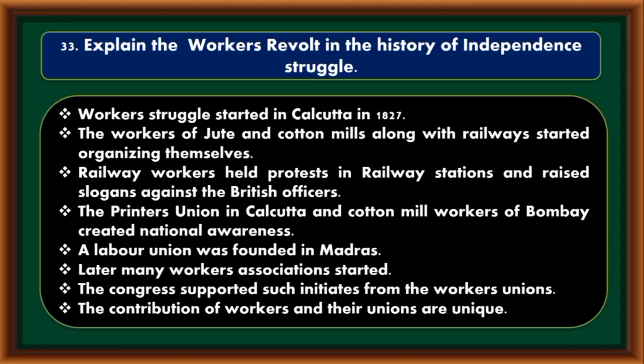Explain the workers' revolt in the history of independence struggle. Workers' struggle started in Calcutta in 1827. The workers of jute and cotton mills, along with railways, started organizing themselves. Railway workers held protests in railway stations and raised slogans against the British officers. The printers' unions in Calcutta and cotton mill workers of Bombay created national awareness.